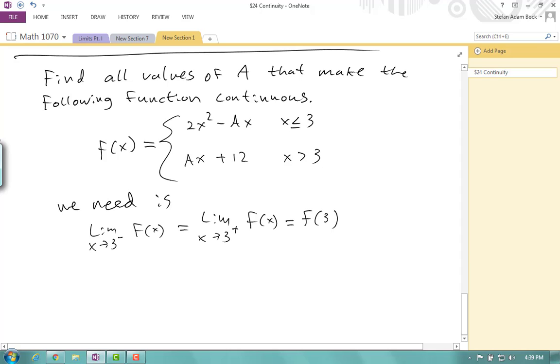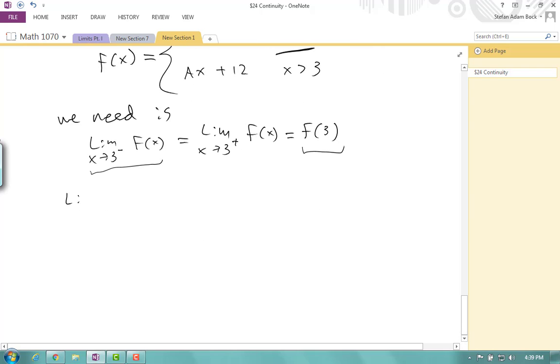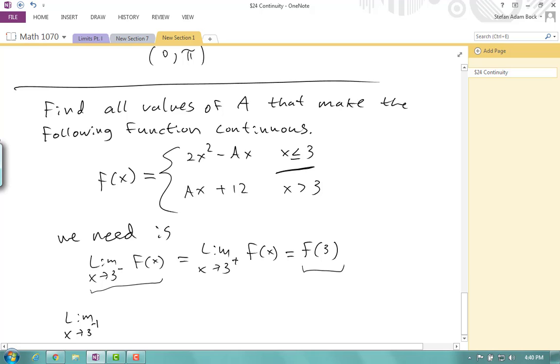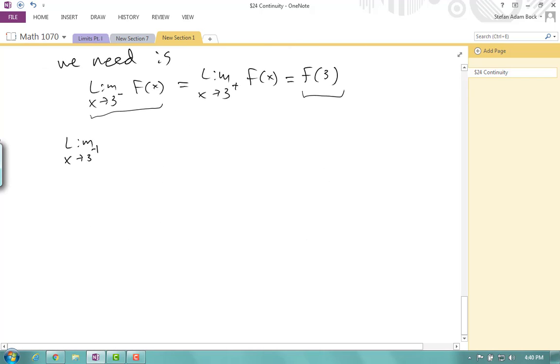Notice that since I have continuous functions involved on both sides, since I include 3 on the parabola half, my limit as x goes to 3 from the left is automatically going to be equal to f of 3. So I just need to make sure that these two limits right here are equal to each other. Now the limit as x goes to 3 from the left of f of x is going to be using x values which are less than 3. So I'm going to be using this version. And that's an easy enough limit to evaluate. Even though I don't know what a is, I can still just plug in 3.